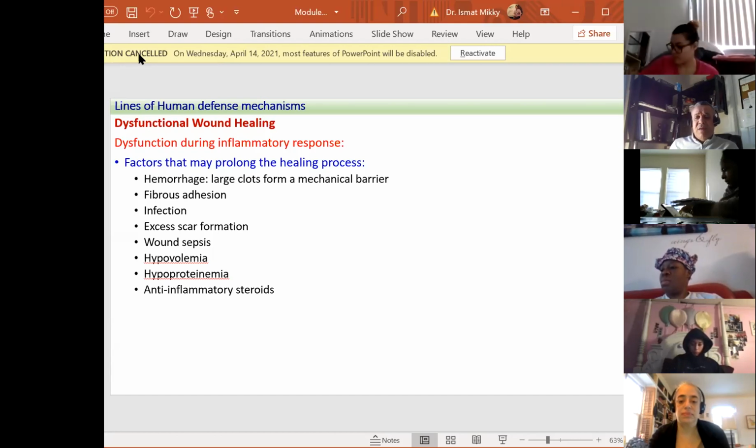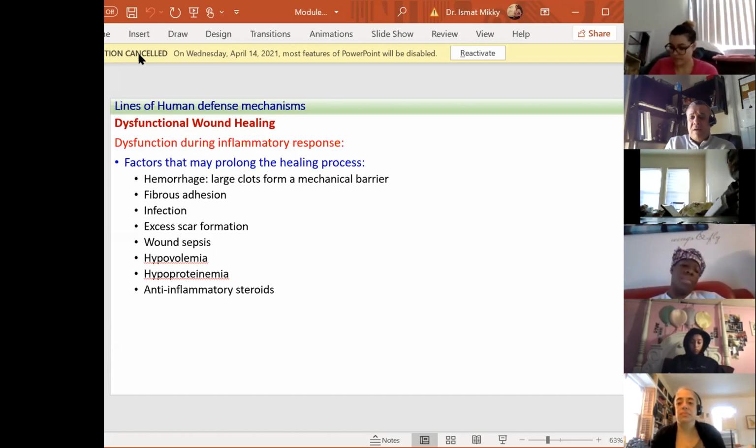Some of the factors that may prolong the healing process are very important for nurses to know, so we know what we can implement or adopt to accelerate and enhance healing, and what would prolong the healing process. We're trying to avoid these factors. Some of them are not included here, for example, medications.